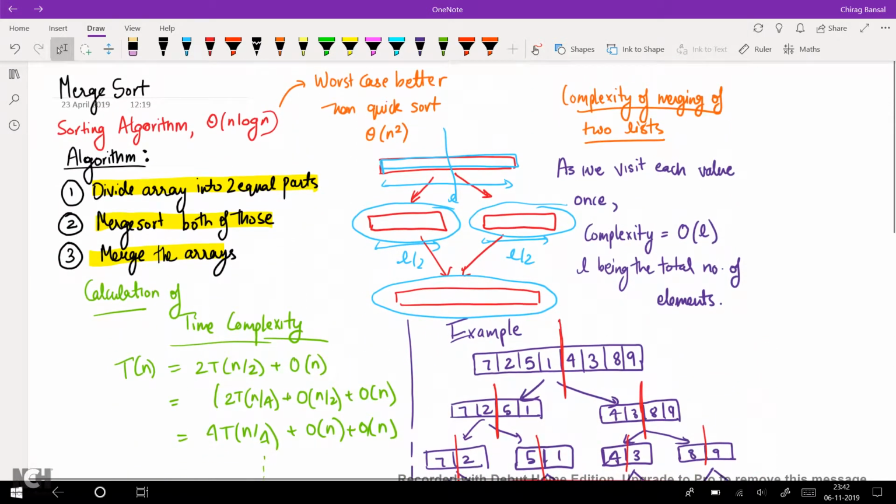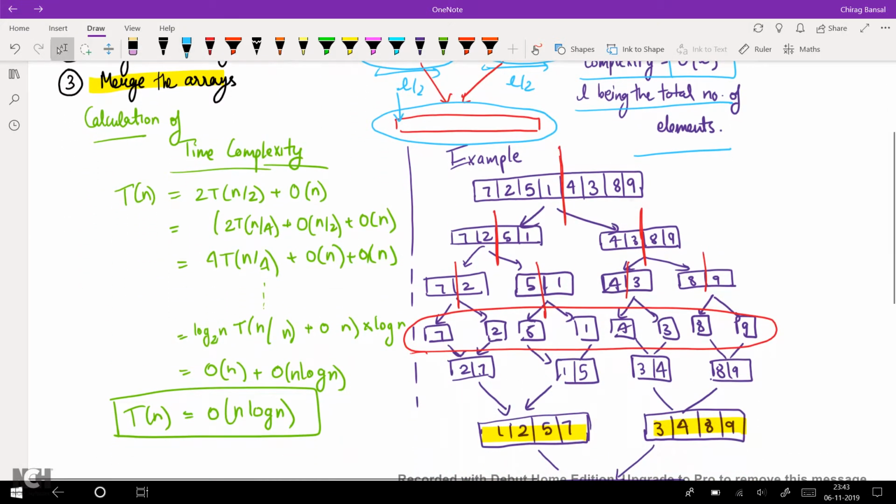So let's look at its complexity. First, let's look at the complexity of merging two lists. Suppose we have these two lists. To merge them, we look at both of the first elements, put the smaller one, and then move the one from which we have taken the smaller one one unit to the right. So we do that till we cover all elements. Thus, we visit each value once. Therefore, the time complexity is order L, L being the total number of elements.